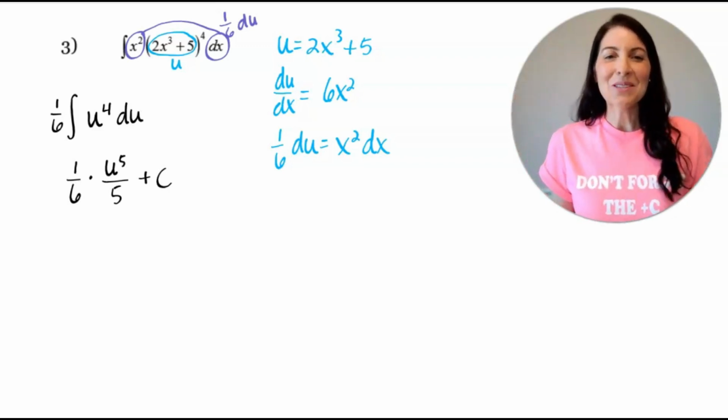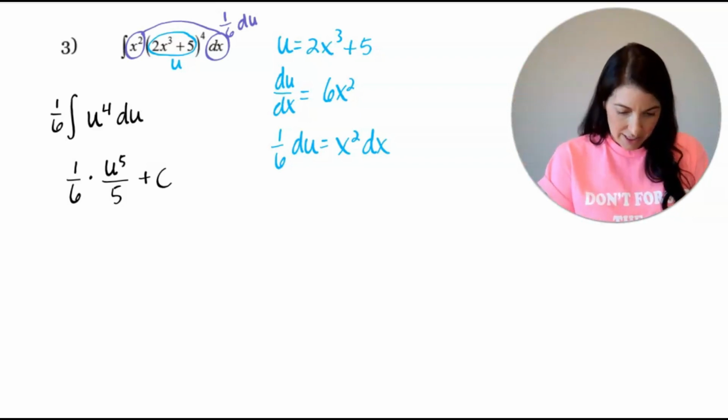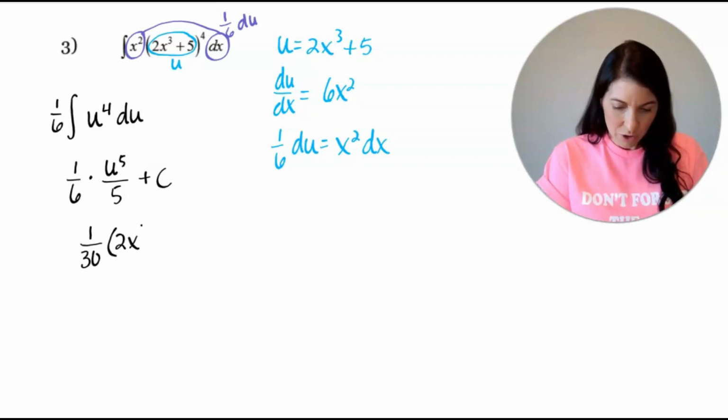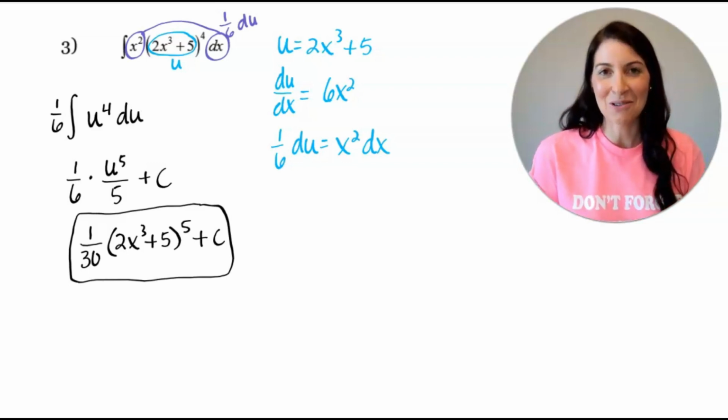and then don't forget your plus c. So substituting back in our 2x cubed plus 5 for u, I could write this as 1 over 30 times the quantity of 2x cubed plus 5, all to the 5th power, and then plus c. And that is how you would find this integral.